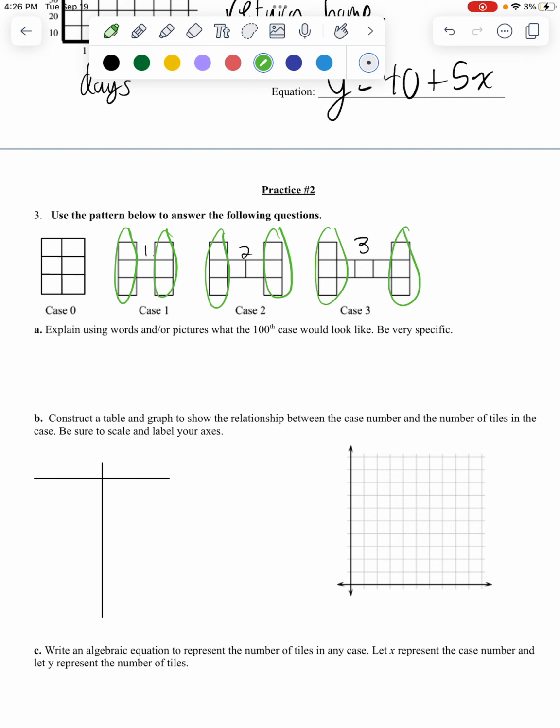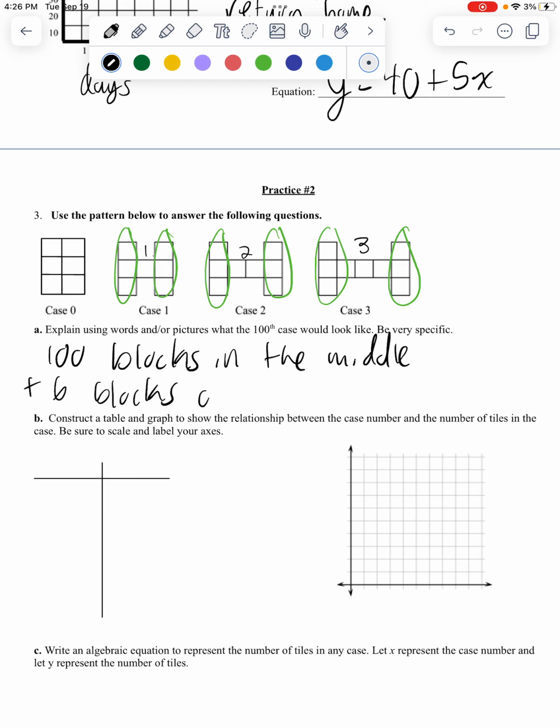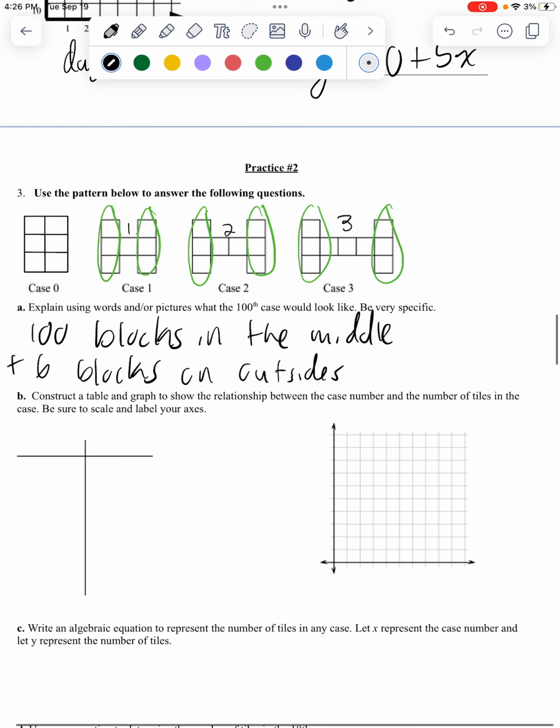And so I would say there'd be 100 blocks in the middle plus 6 blocks on outsides. And so 100 plus 6 is 106 total blocks.